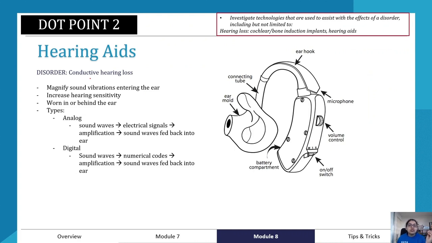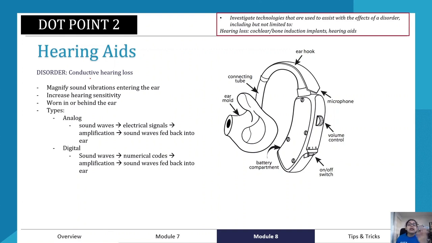So what are the technologies available? We've got hearing aids. So hearing aids are used for conductive hearing loss. They're not used for sensorineural, only for conductive hearing loss. Because what hearing aids do is magnify the sound vibrations that are coming through the ear. And remember, that is what's happening with the outer ear, right? So your pinna and your ear canal, the sound waves are traveling through. So if there's something wrong with them and the sound waves aren't traveling all the way to the middle and inner ear, we use a hearing aid to amplify those sounds so that they can travel through.